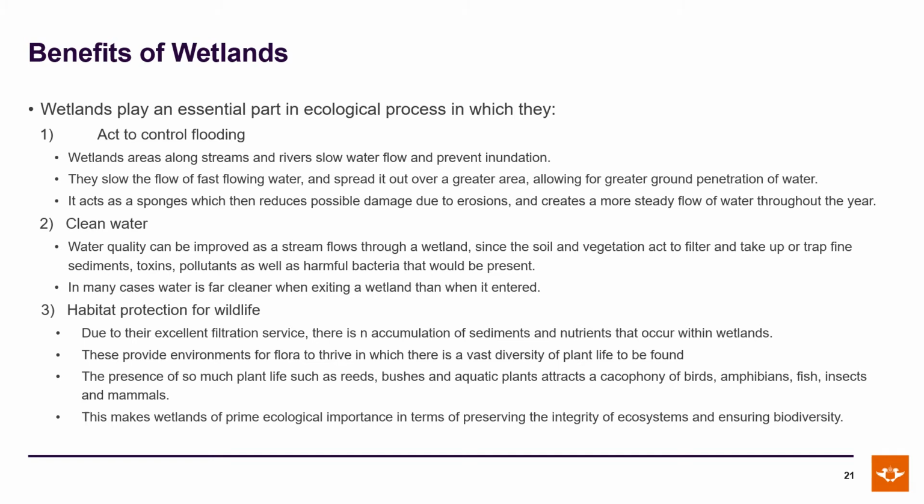They also serve to protect the habitat of our wildlife, in which there is an accumulation of sediments and nutrients that occur within there. And so because of that, there is a vast abundance of flora that can thrive within a wetland. Because you have all these reeds, bushes, and aquatic plants, it attracts a vast variety of birds, amphibians, and fish species, as well as mammals. And so this makes wetlands of prime ecological importance in terms of preserving the integrity of ecosystems and ensuring their biodiversity.